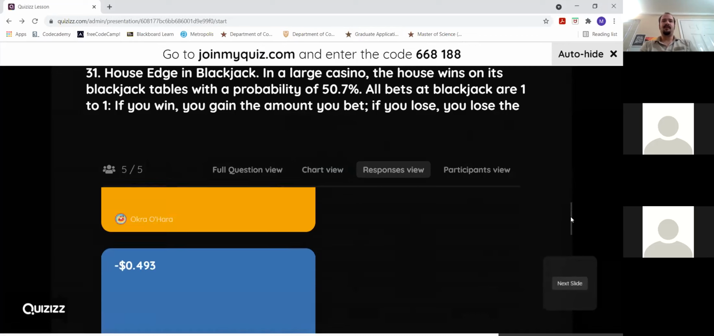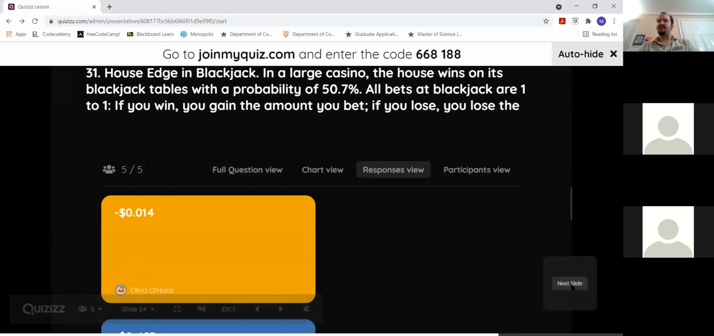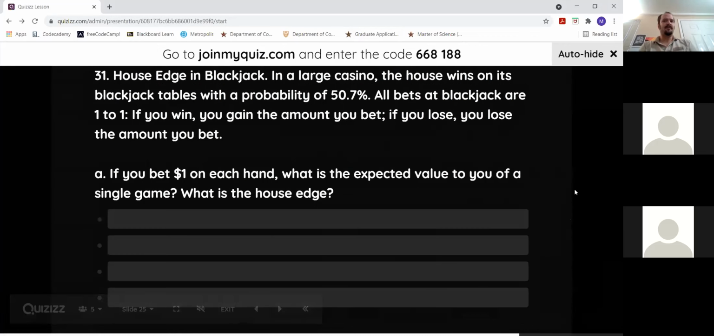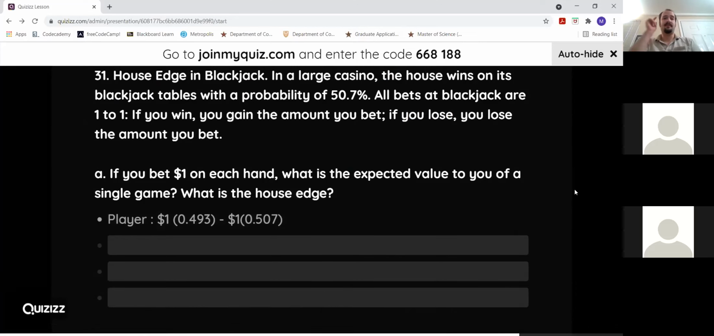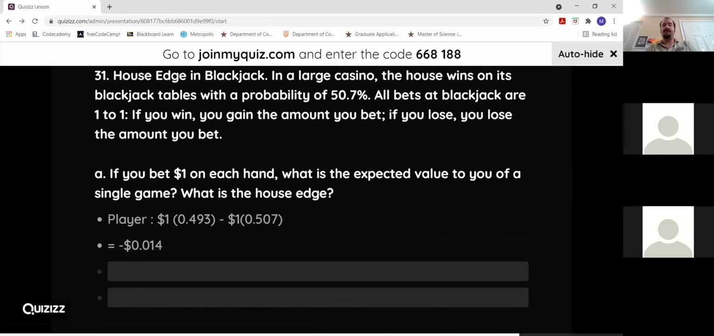So you've got to add back the amount. Actually, I think you did it the other way around. The player is going to win $1 49.3% of the time, and they're going to lose $1 50.7% of the time. If we calculate that, that gives me negative 0.014. That is the player's perspective.